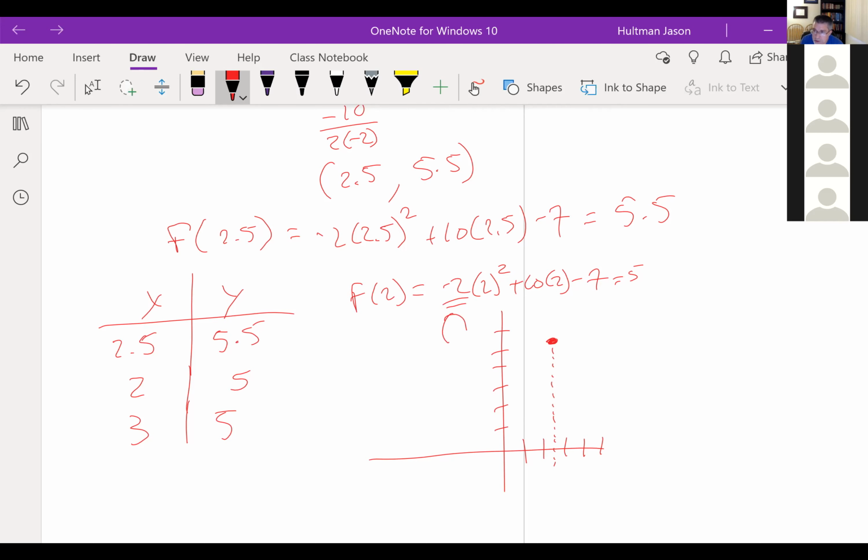On either side, the nice thing about parabolas is they're symmetric. There's a mirror image on one side as the other. So at 2, we're at 5, and at 3, we're also at 5. Isn't that nice? What about at 1? Well, we plug it in, we would get 1. At 1, we'd be at 1, and at 4, we'd also be at 1. And so we get this nice parabola. Okay, that nice graph.